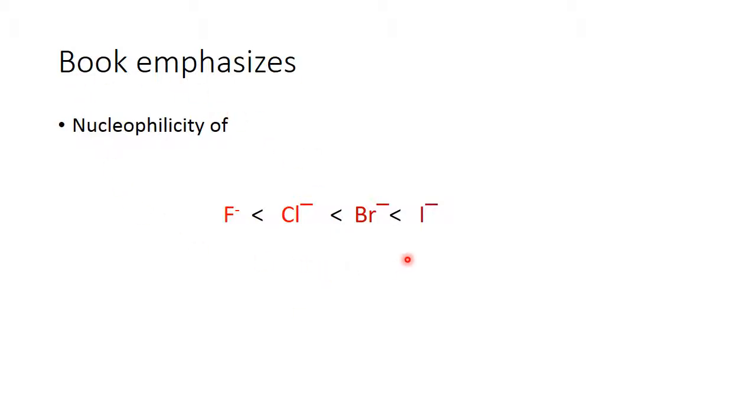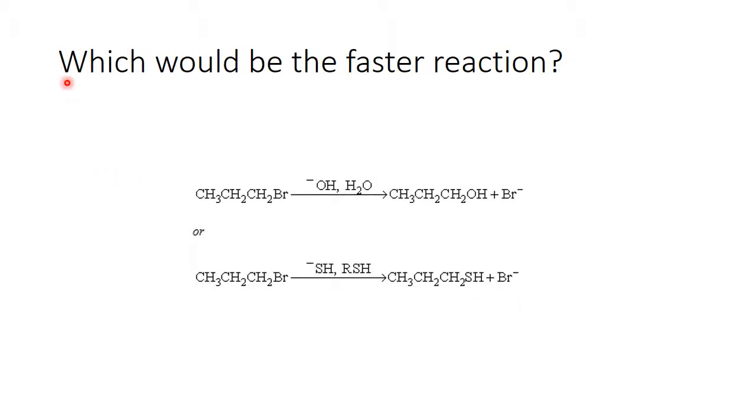Now, the book emphasizes the nucleophilicity of the halides as nucleophiles. And of course, what are you going to see? Iodine's better than bromine, which is better than chloride, which is better than fluoride. So keep that in mind as you're doing that, but it still holds true for the other nucleophiles, the things that we just discussed.